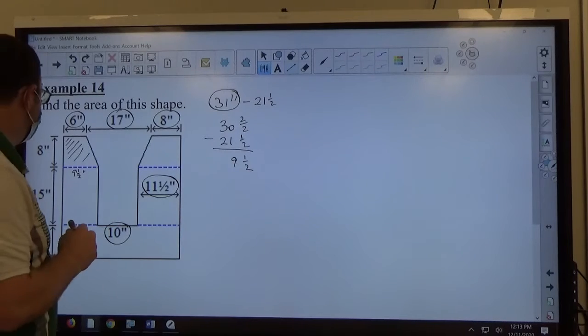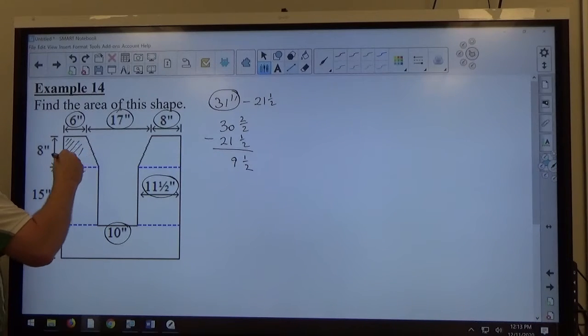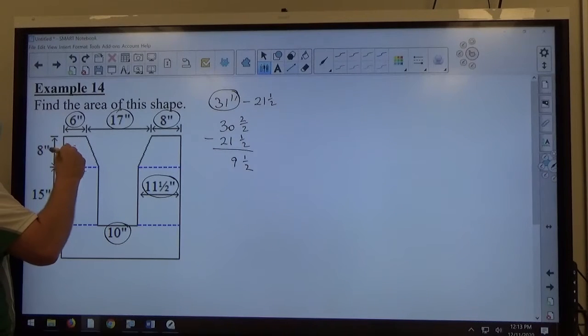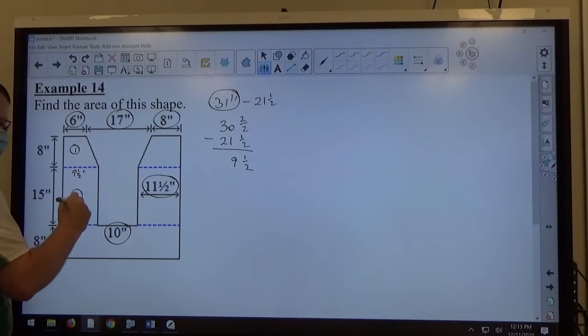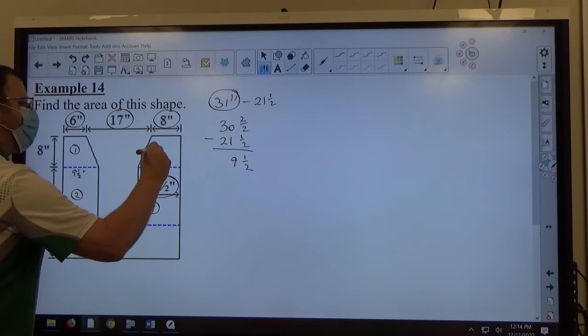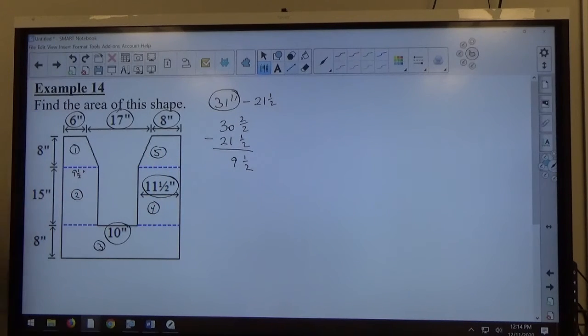So I'm just going to number these figures. This is going to be figure number 1, this will be figure number 2, figure number 3, figure number 4, and figure number 5. You just want to have some way to distinguish between the areas as you're doing all this. My process is I'm going to find the area of all 5 figures, and add those 5 figures up to get the total area of this whole thing.